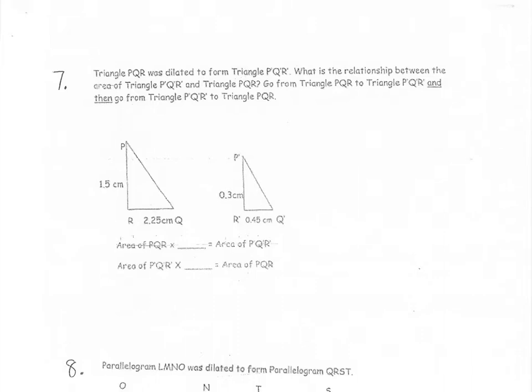So the first thing we're going to do is go from PQR, so this is our old, to triangle P prime Q prime R prime, so that's our new, and then we're going to flip it and go the other direction. Remember, we're talking about area here. So remember, when we talk about this, we're going to do the scale factor. So our scale factor is going to be new over old.